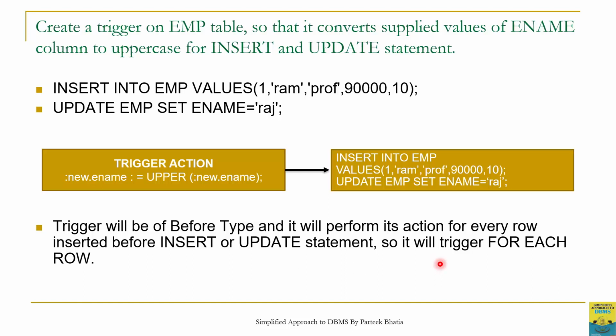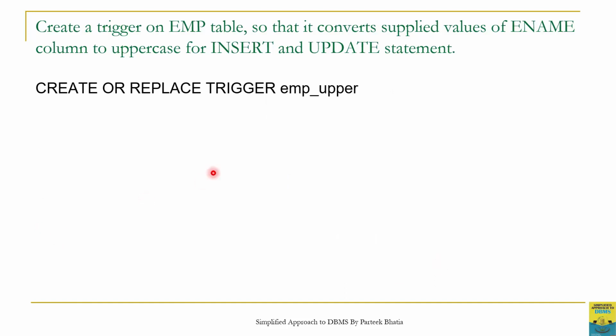Now, let us write the code for this trigger. So, its code will be create or replace trigger, name of the trigger. Here the name of trigger is imp_upper. This trigger will be of before type and it will associate with insert or update statement.